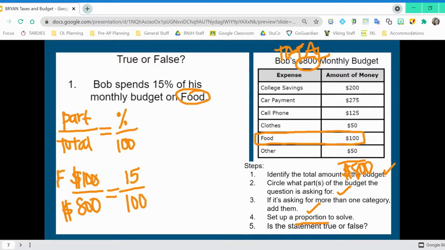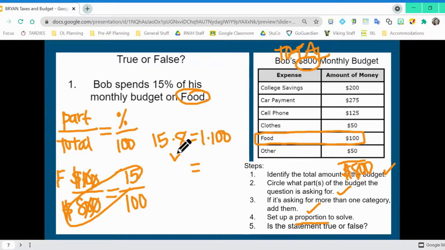So let's make this math a little easier for us. If we take off a 0 here, we could take off a 0 here and a 0 here and a 0 here. So that makes it a little easier because it's 1 over 8 equals 15 over 100. So let's see if the cross multiplying works. 15 times 8 equals 1 times 100. And we're going to see if that is true. If it works out where these are equal, then this is a true statement.